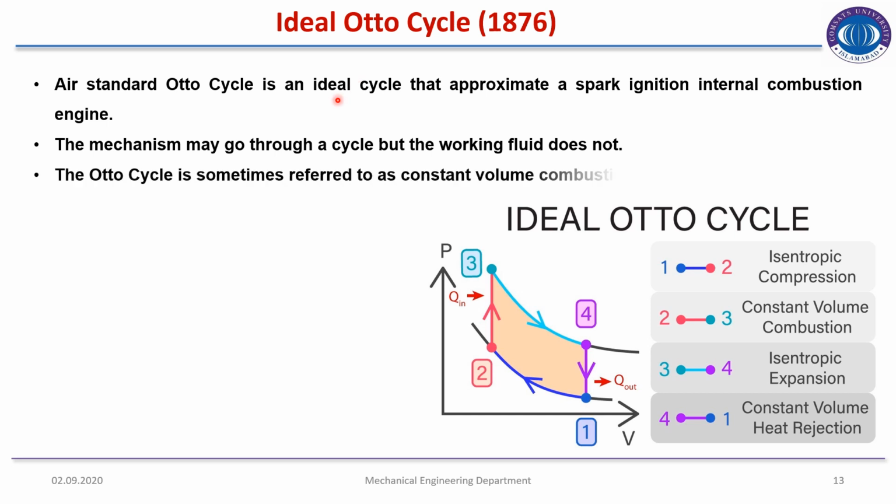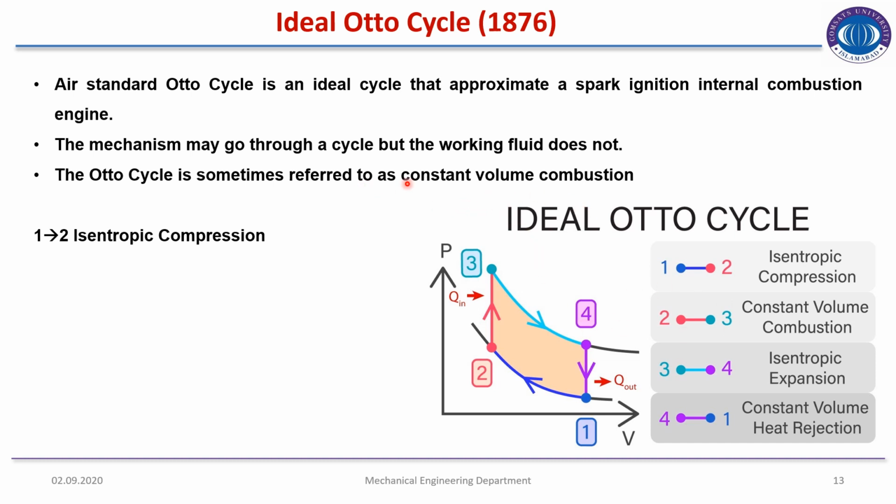So here we will be discussing briefly the ideal Otto cycle. The ideal Otto cycle was proposed in 1876. A standard Otto cycle is an ideal cycle that approximates a spark ignition internal combustion engine. The mechanism may go through a cycle but the working fluid does not, because the working fluid after each cycle is replaced and renewed. The Otto cycle is sometimes referred to as constant volume combustion.